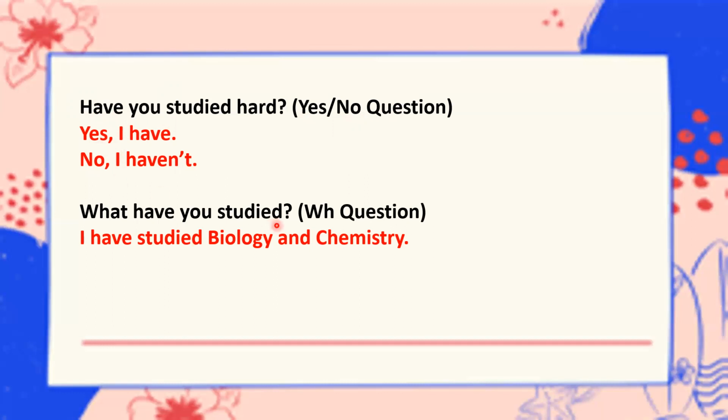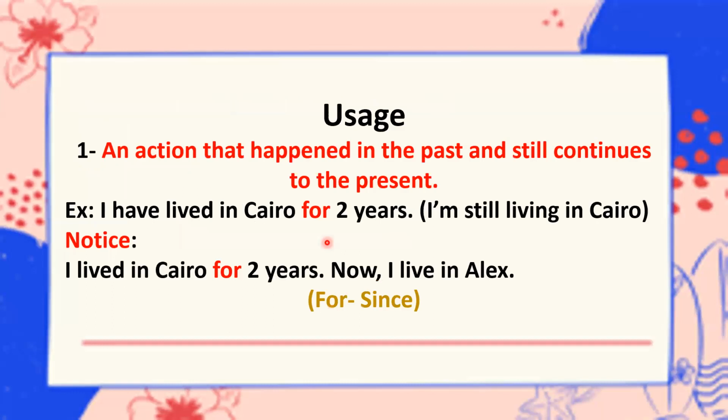Excellent. So here, how can I make a WH question? A WH question by beginning my question with a question word, which is here what. We have many WH words, okay? WH words. Can you tell me? Yeah. What, where, when, how many, how much, how long? Yeah, it's too many. There are too many question words we have in English. So here, what have you studied? Okay, I have studied biology and chemistry. Okay.